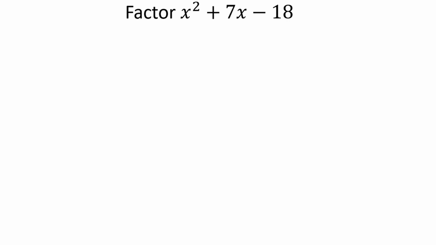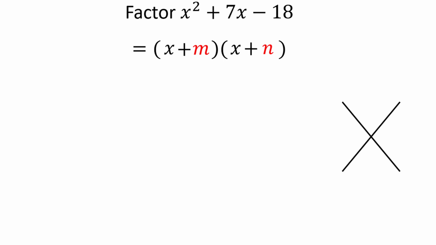Let's try to factor x squared plus 7x minus 18 into the multiplication of two binomials. As long as I have a coefficient of 1 on my x squared, my first two blanks will always be x. We'll talk about what to do if you have something like 5x squared in another video. We need to find the two blanks, which I've called m and n previously. From here, I make a chart that looks like an X.